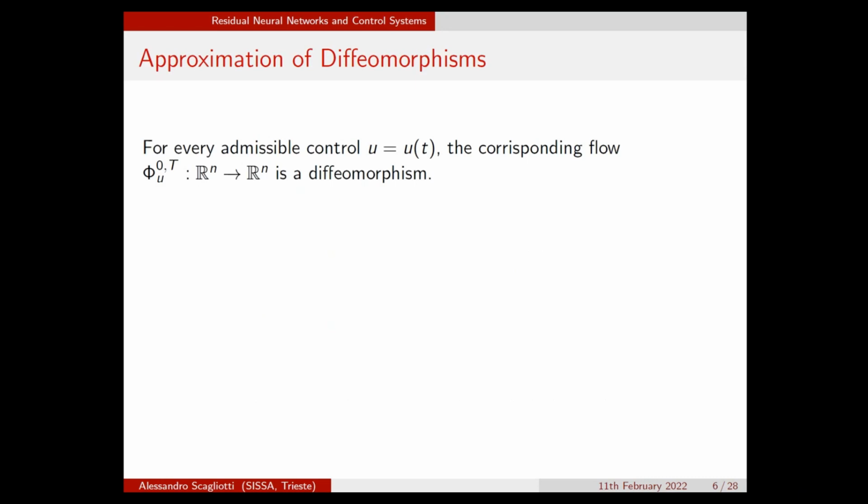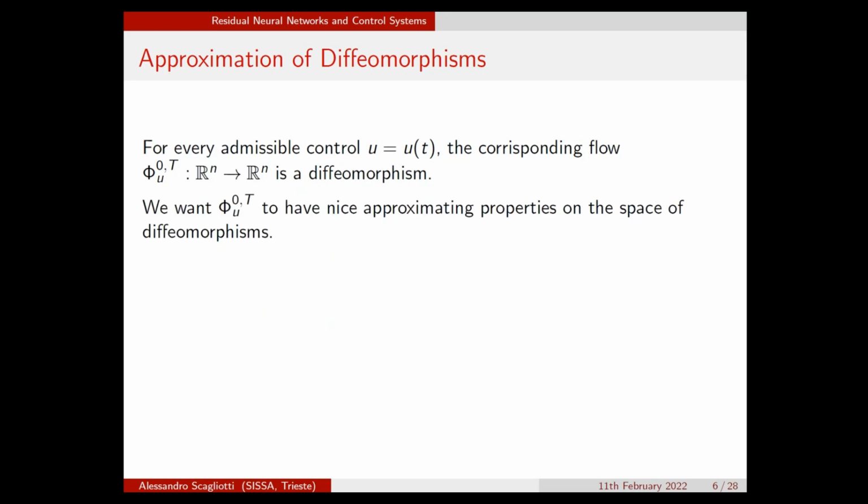Okay, so from now on, we will be interested in the task of approximating diffeomorphisms. So why diffeomorphisms? Well, the fact is that once we have decided an admissible control U, it turns out that the flow at the final instance, so the object of interest, is itself a diffeomorphism. So the idea is that we want the family of diffeomorphisms that we can produce by choosing different controls to form a rich enough family. What does it mean, rich enough? Well, it means that this family has nice approximating properties on the space of diffeomorphisms.